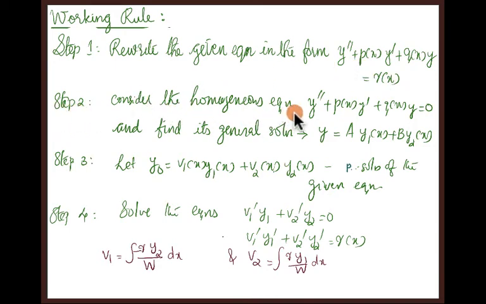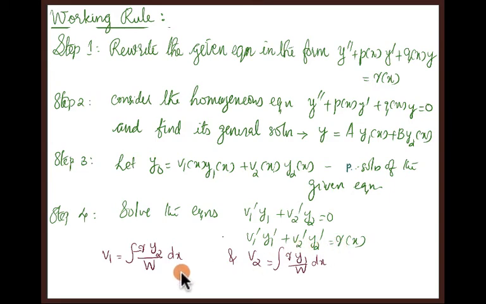Step 2 is to consider the corresponding homogeneous equation by substituting RHS equal to 0 and then to find the general solution in the form y = a y1(x) + b y2(x). Then we assume that y0 = v1 y1 + v2 y2 gives the particular solution of the given equation, where v1 and v2 are unknown functions to be determined. Then we solve the equations v1' y1 + v2' y2 = 0 and v1' y1' + v2' y2' = r(x).